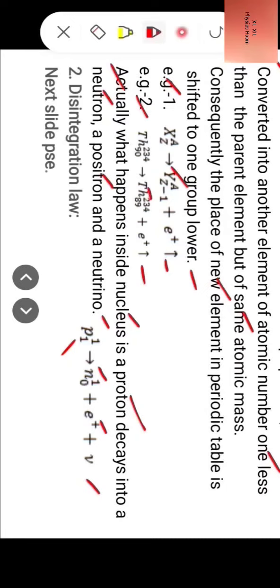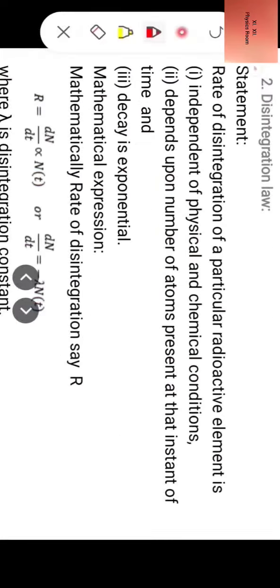Now, we come to second phase, disintegration law. Disintegration law statement: rate of disintegration of a particular radioactive element is independent of physical and chemical conditions, depends upon number of atoms present at that instant of time, and decay is exponential.